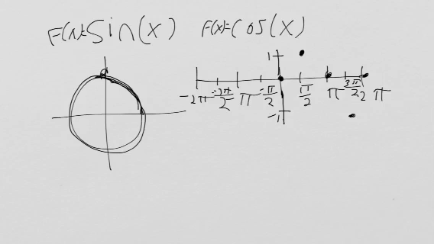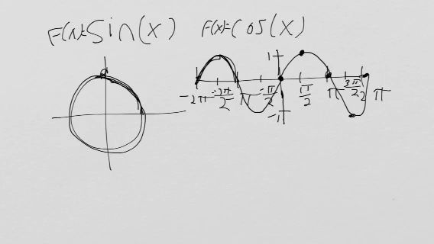Right? And then it's just going to follow this general pattern. So there it is. And then at negative pi over 2, we're going to be down at negative 1. At negative pi, we're going to be back at 0. At negative 3 pi over 2, we're back up at 1. And then at negative 2 pi, we're back down at 0. Okay, there it is. So there's our sine graph.